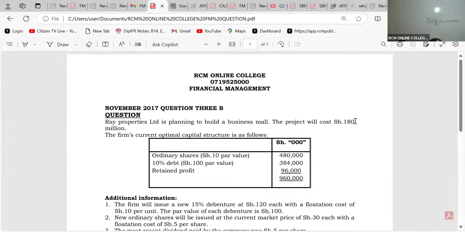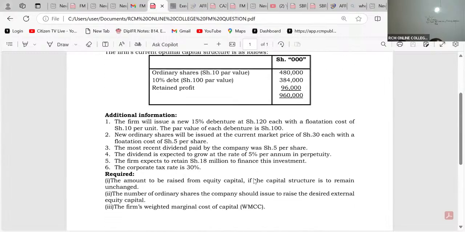The project will cost 180 million. The firm's current optimal capital structure is as follows. So we have ordinary shares, 10% debentures, we have retained profit. Additional information. The firm will issue a new 15% debenture at shillings 120 each with a flotation cost of shillings 10 per unit. The par value of each debenture is shillings 100.